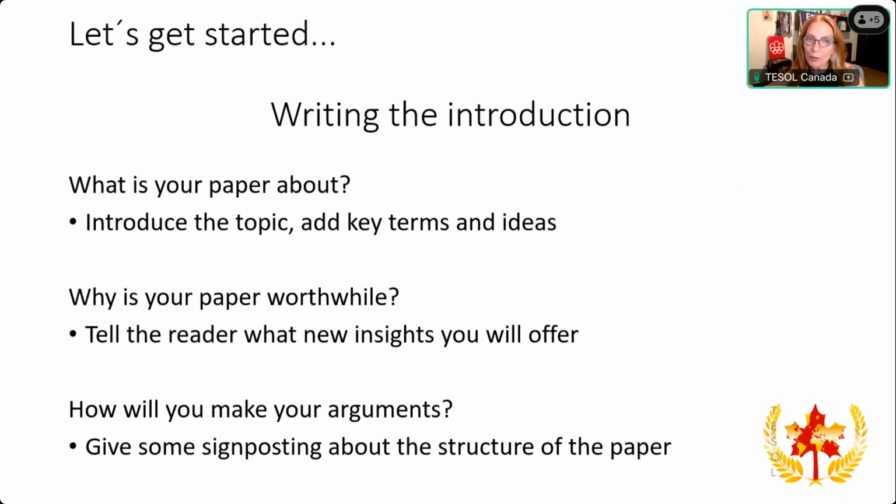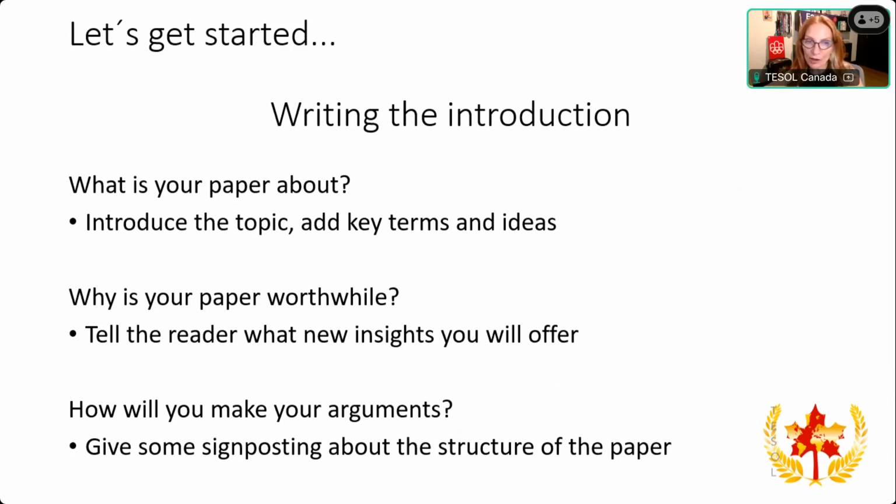Why is your paper worthwhile? You need a justification that the topic you're going to develop and discuss is worthwhile. You're going to tell the reader what new insights you will offer. That's the original thesis statement. Once again, the topic is not original, but the way you conduct it, the way you develop it, that's where the originality lies.